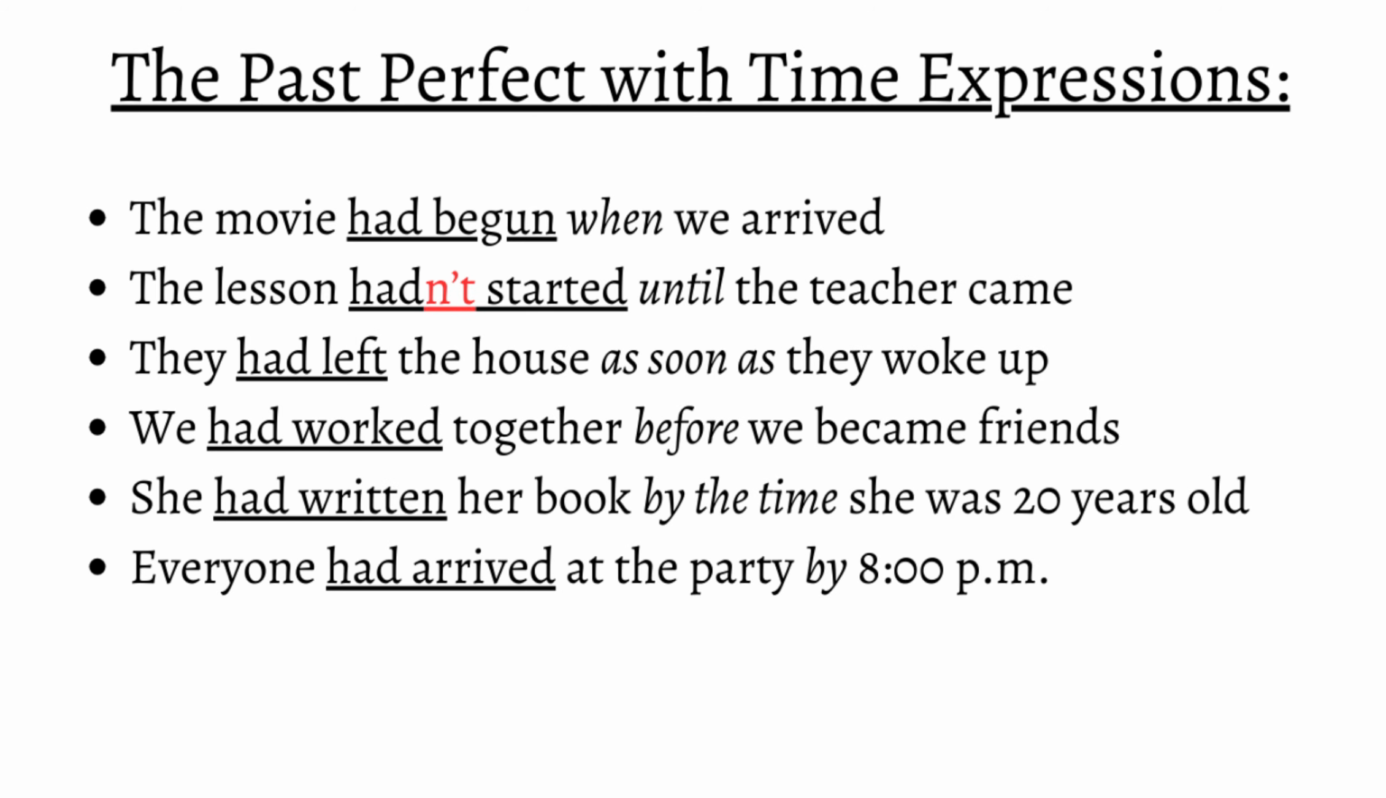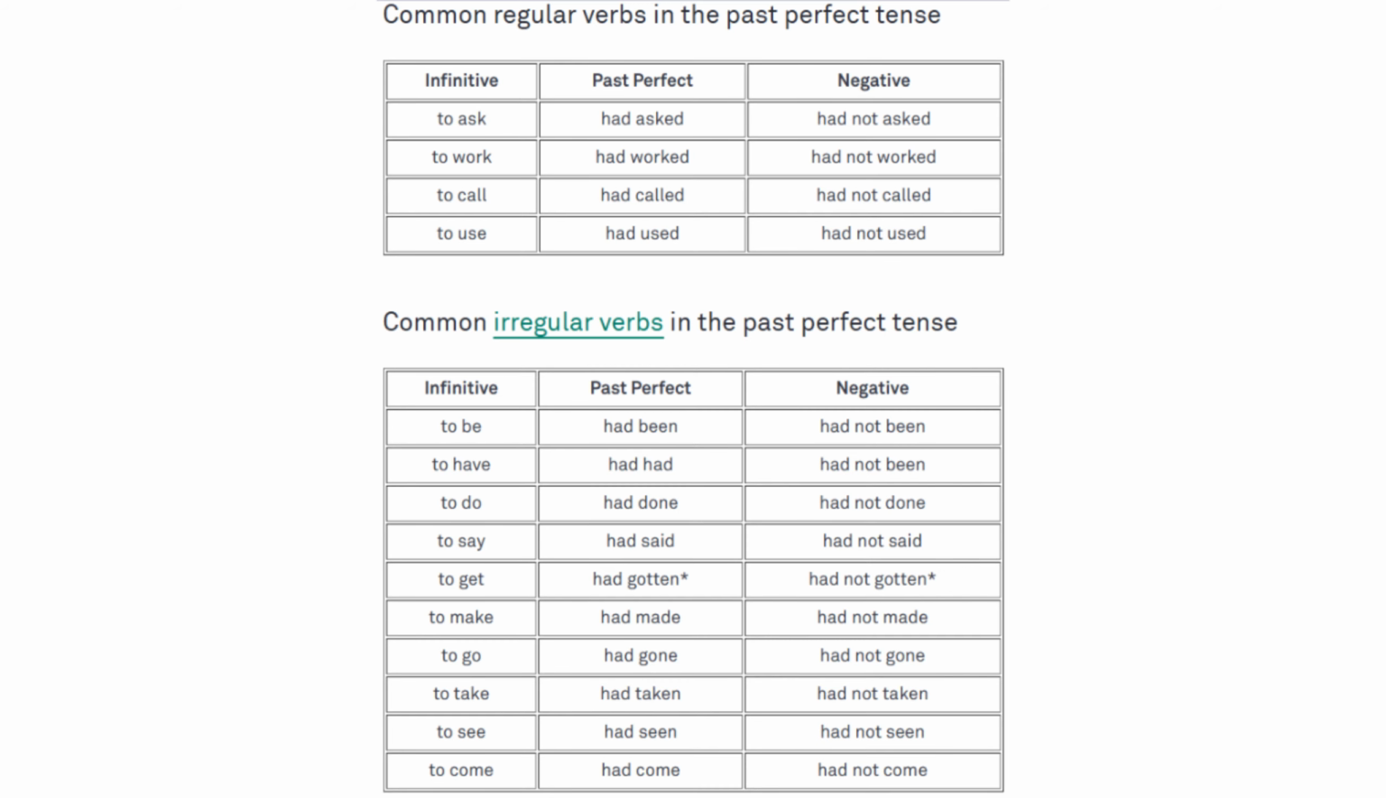Here are examples with time expressions. The movie had begun when we arrived. The lesson hadn't started until the teacher came. They had left the house as soon as they woke up. We had worked together before we became friends. She had written her book by the time she was 20 years old. Everyone had arrived at the party by 8 p.m. This is how the past perfect works, and with more practice, here are common regular and irregular verbs in the tense with negation.